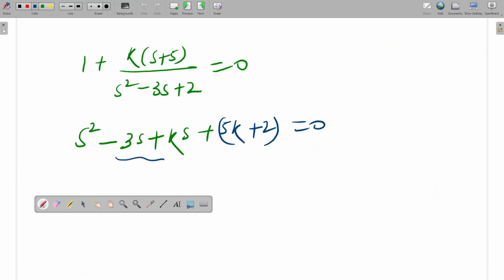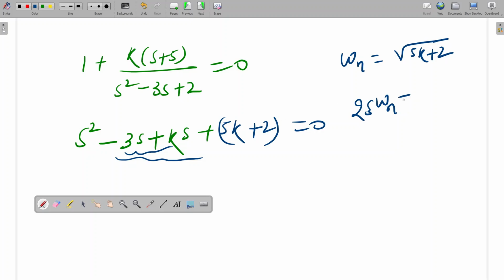So what will be the omega n value? Omega n is equal to root of 5k plus 2. Is it correct? Yes, sir. What will be 2 zeta omega n? So 2 zeta into omega n, that will be how much? This s coefficient is k minus 3. So that will be k minus 3.